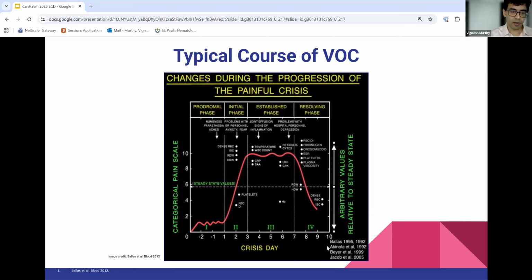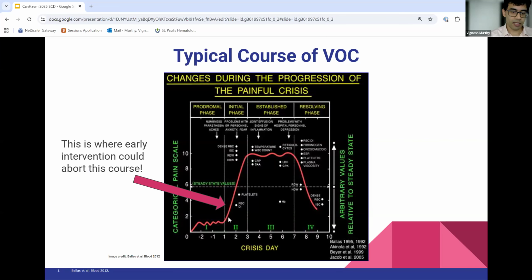And the goal, and the reason I put this slide in here, is to hit them right here, early in the crisis, before the pain really escalates. Early aggressive intervention in an ideal world would blunt this. So instead of going all the way up here, we just stop and settle out much earlier, leading to shorter admission or no admission.